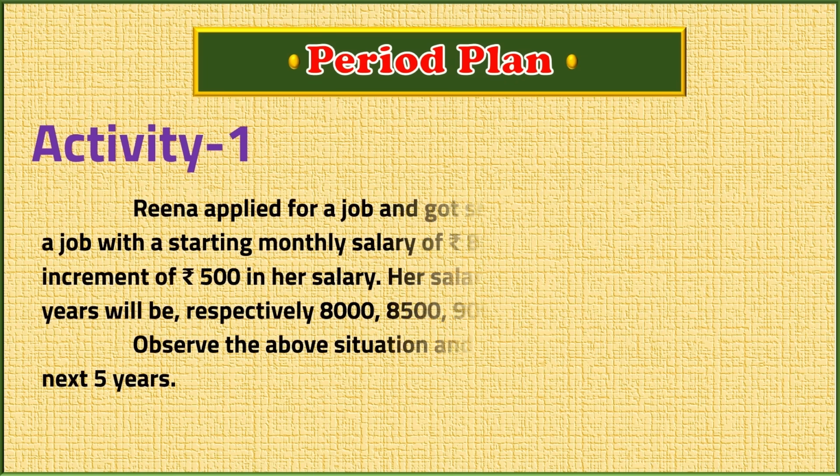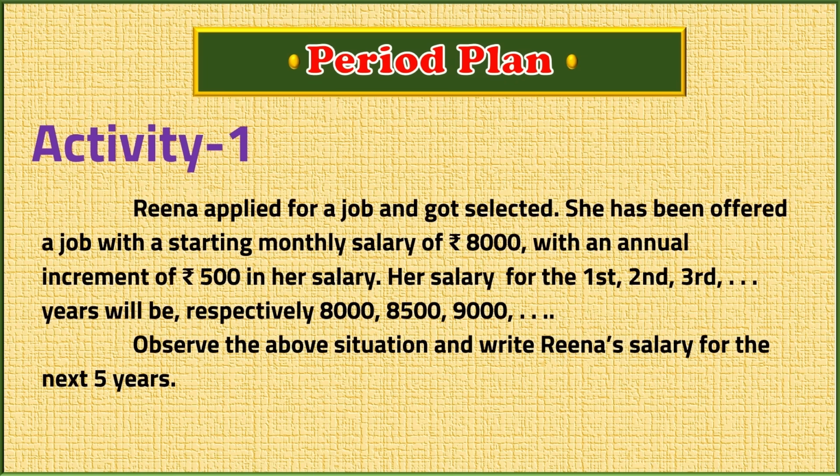Reena applied for a job and got selected. She has been offered a job with a starting monthly salary of 8,000 rupees with an annual increment of 500 rupees in her salary. Her salary for the first, second, third and so on years will be respectively 8,000, 8,500 and 9,000. Observe the above situation and write Reena's salary for the next 5 years.